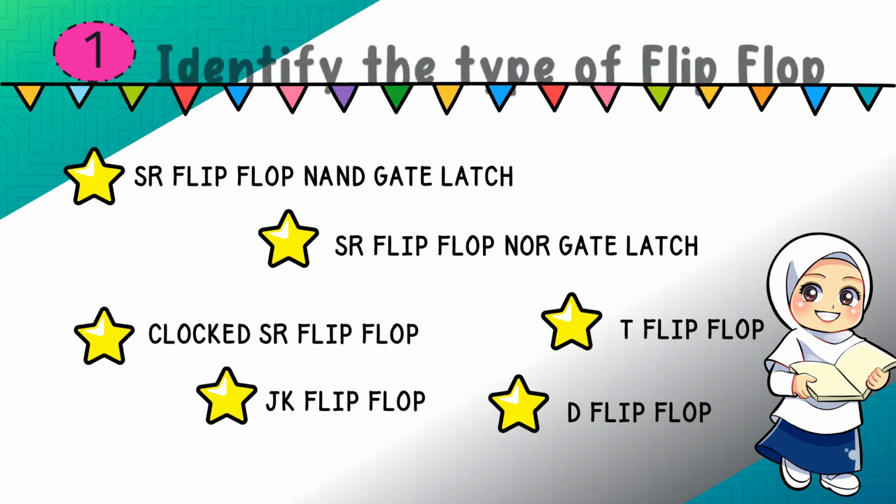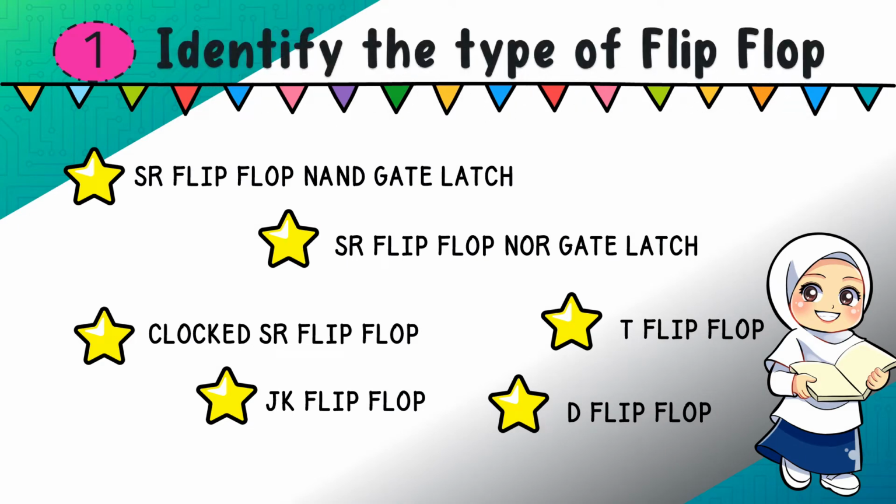The first step to draw a timing diagram is to identify the type of flip-flop used. The first one is SR flip-flop NAND gate latch. Second one, SR flip-flop NOR gate latch. Third, clock SR flip-flop. Fourth, T flip-flop. Fifth, JK flip-flop. And the last one is D flip-flop.